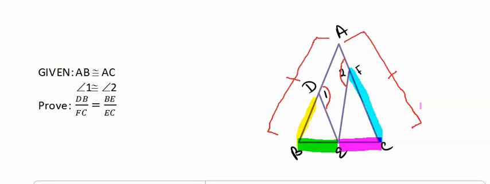One of the ways that we'll try to do this is first establishing congruent angles. And the first way is to say the angle BDE and angle CFE are supplementary to angle 1 and angle 2 respectively. And since they're supplementary to congruent angles, they themselves will be congruent.